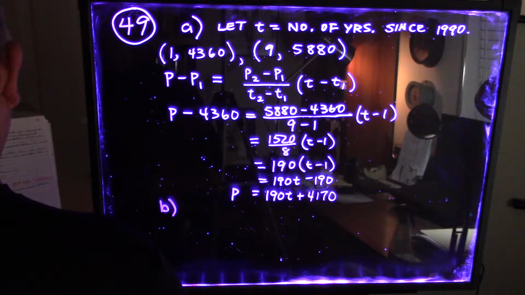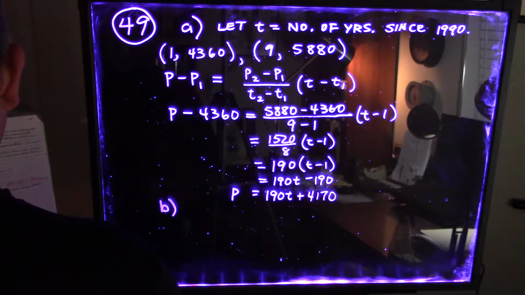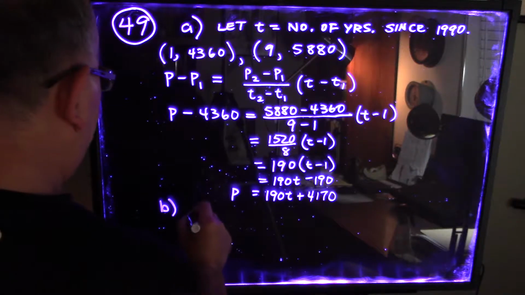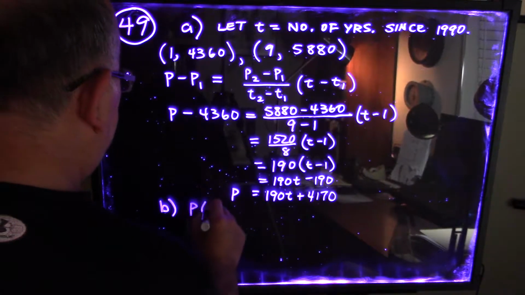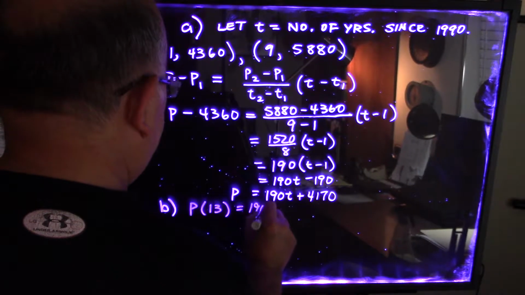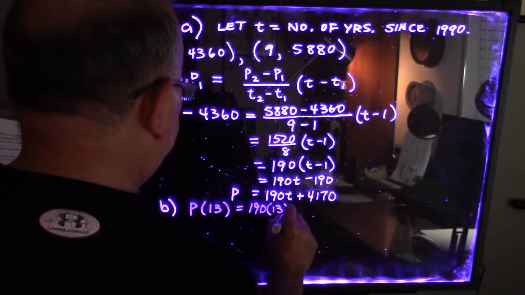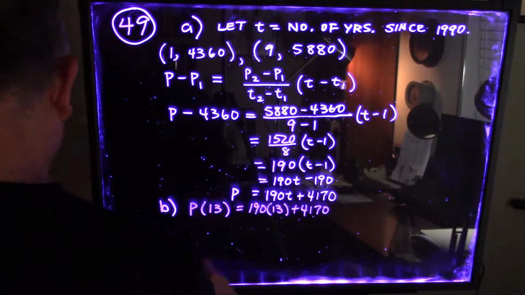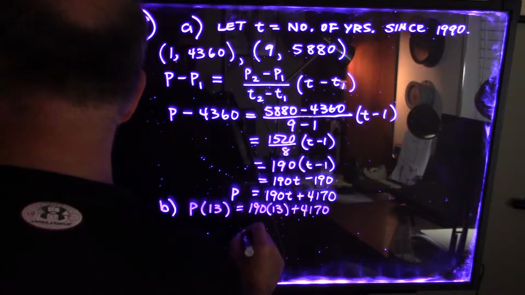What does your model predict the moose population to be in 2003? Well, 2003 is 13 years from 1990, so what we want is P of 13. P of 13 is 190 times 13 plus 4170, which equals 6640.